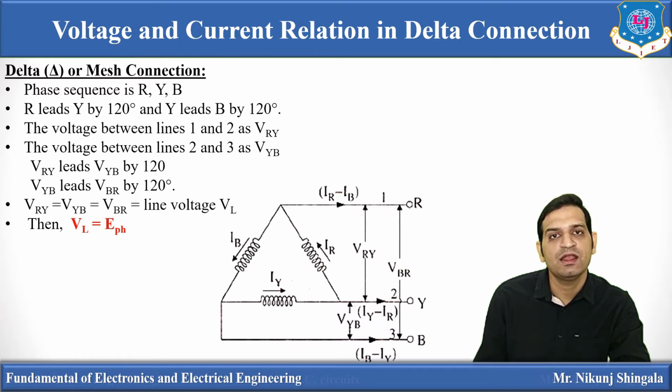In the case of star connected system, line current is equal to phase current, that we have seen in the previous video lecture. Here, line voltage is equal to phase voltage. That can be easily seen from the circuit diagram if we apply KVL. So VRY will be equal to ERY, and VRY is line voltage and ERY is a phase voltage. So we can say line voltage is equal to phase voltage for delta connected system.